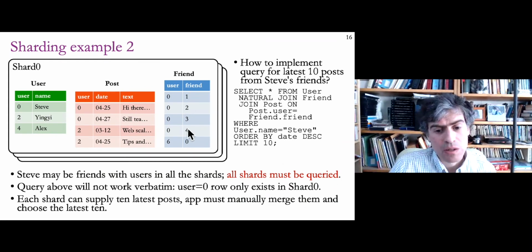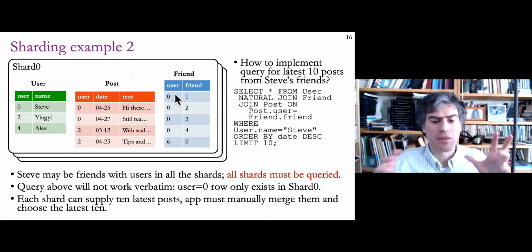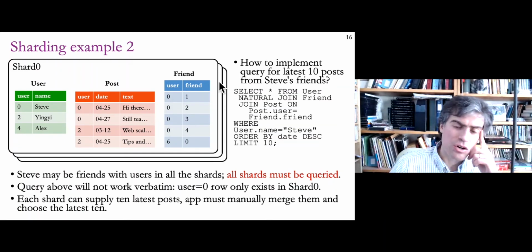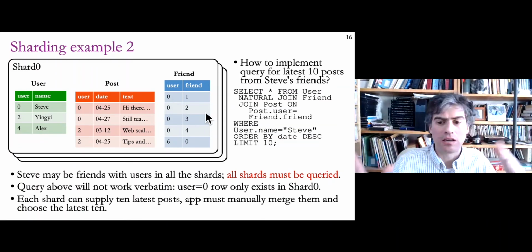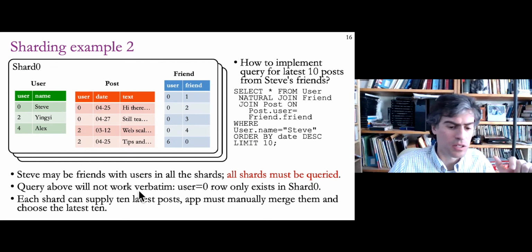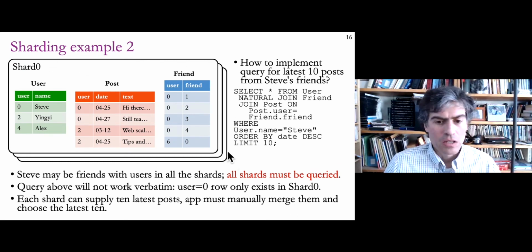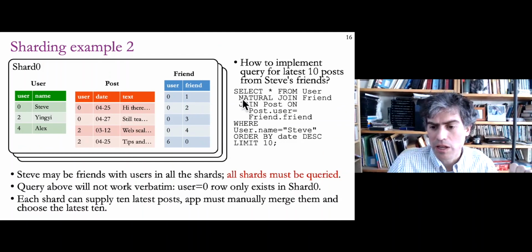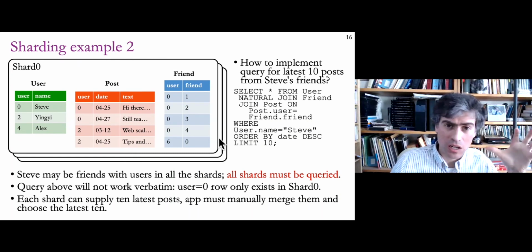Because I'm friends with some people who have odd numbered user IDs, right? The social network itself is kind of a random graph, and you can't create any shard rule that would divide the data so cleanly that the only data I ever need is all together in one shard. Okay, so I need to run a query like this on all the shards, and then collect the data together.